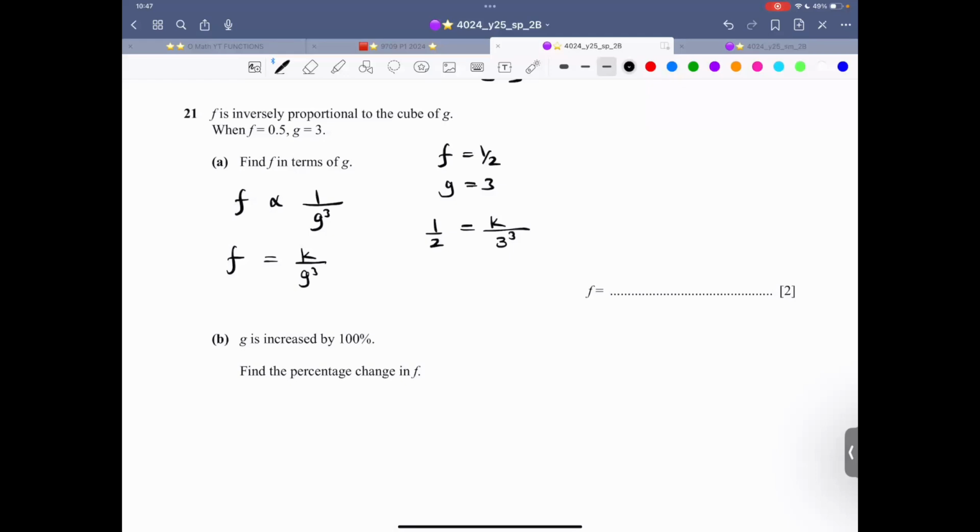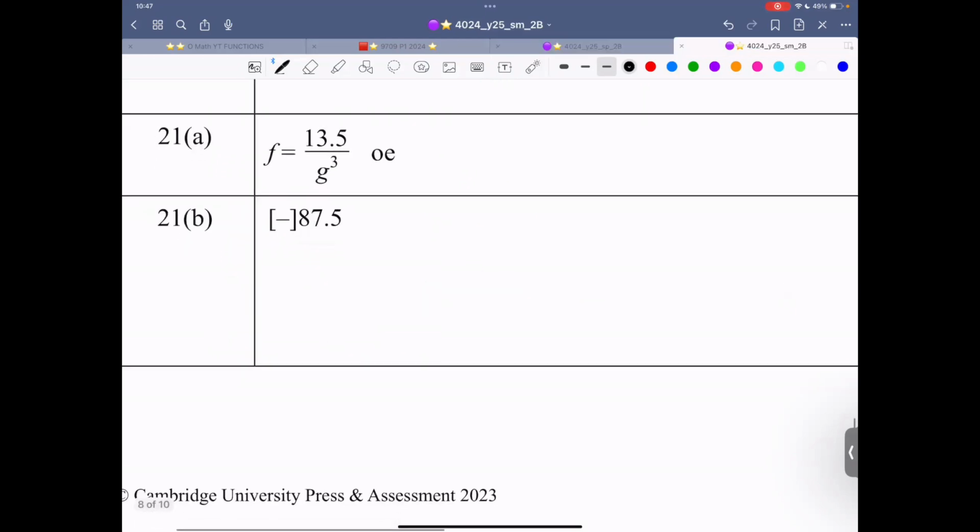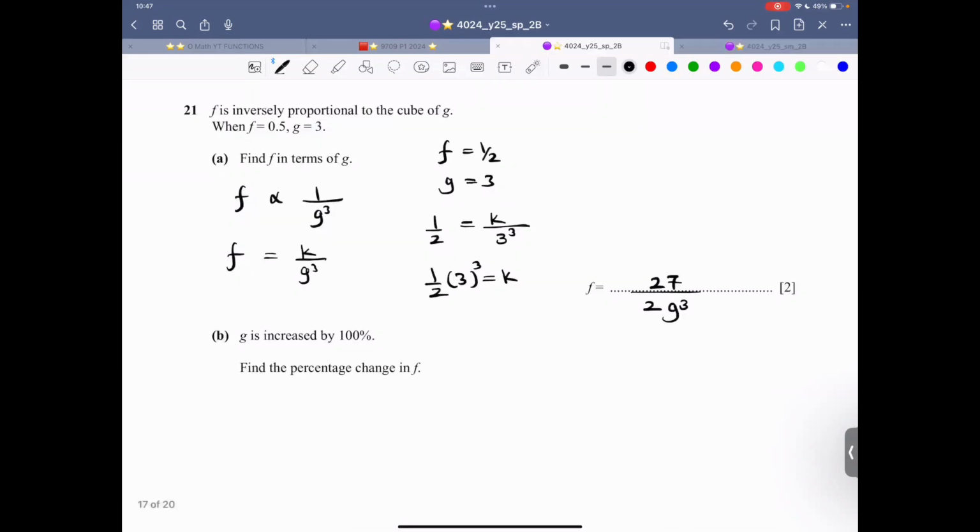So therefore, half of 3 cube is equal to K. So this is 27 over 2. So F is 27 over 2G cube. So that is the first thing. They have written in decimals, perfectly good, no issue.